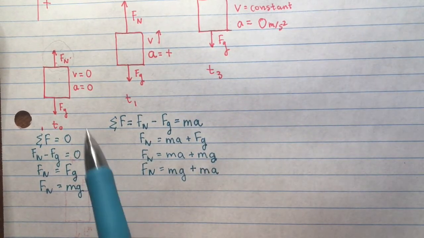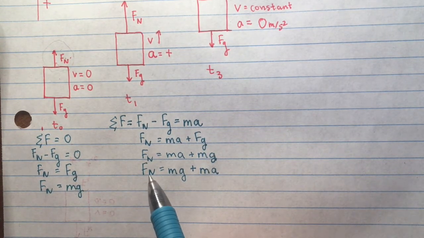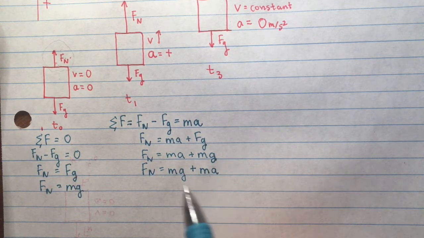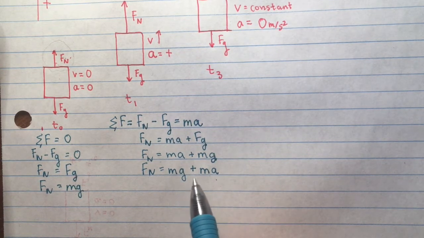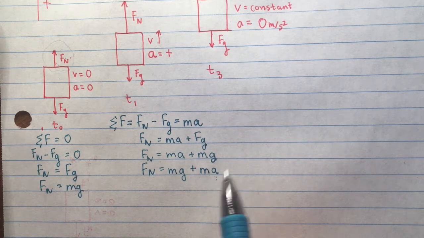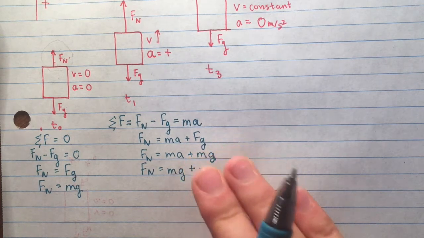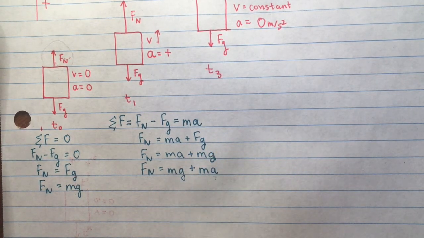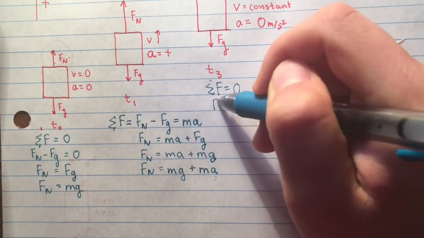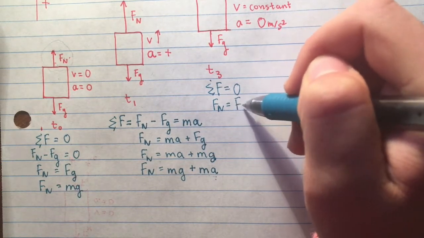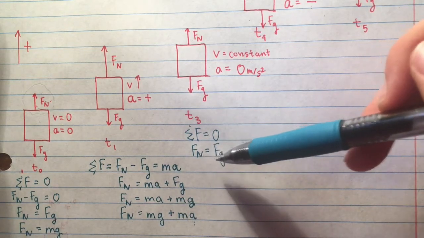So when the elevator is not accelerating or at rest, the normal force equals the force of gravity. However, when the elevator has a positive acceleration, the normal force is actually greater than the force of gravity because you're adding on this extra ma. So if it was at rest or not accelerating, force normal equals force of gravity. But if you're accelerating upward, the normal force will actually increase. Same for time equals 3, the net force equals 0, so the normal force equals the force of gravity. Same for when the person is moving at a constant speed, the net force equals 0, so the normal force equals the force of gravity.